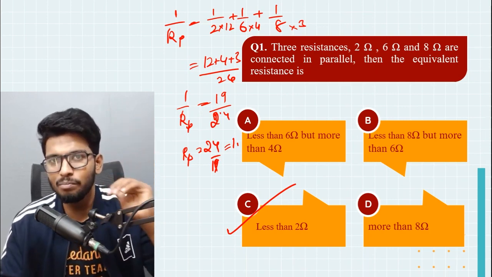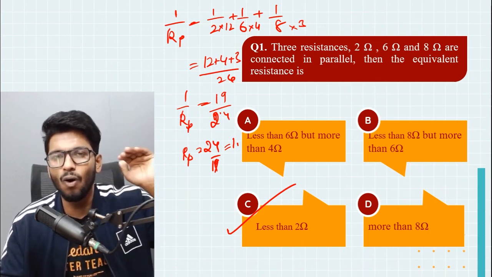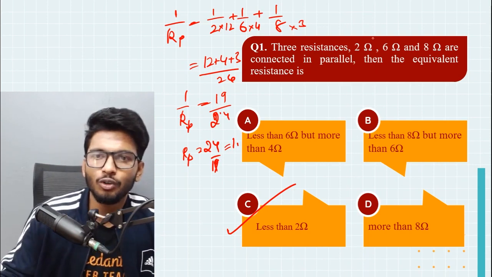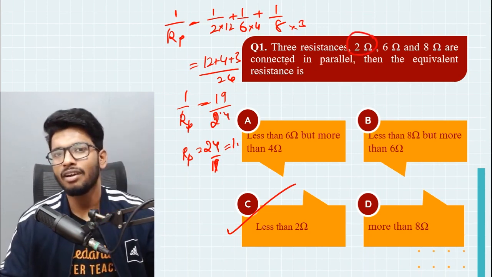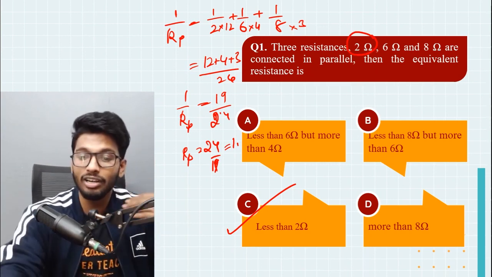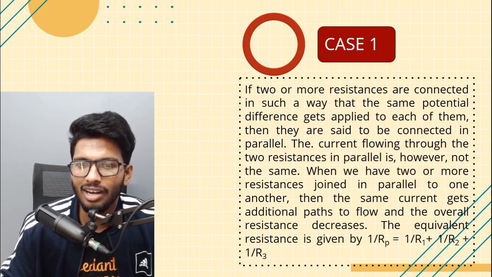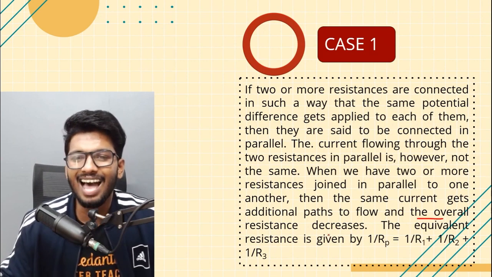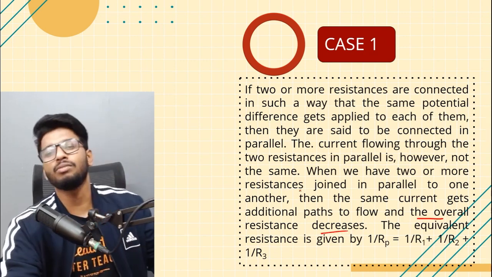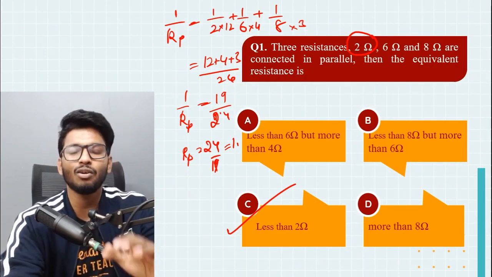And one of the most important things about parallel connection is that the equivalent resistance will always be less than the individual resistance. So here 2 ohm is the least resistance that you have. So directly you can come to the conclusion that it's definitely going to be less than 2 ohms, because according to the definition, if you just read the paragraph itself, the overall resistance is actually decreasing. It is going to be less than the individual resistance, which means that option C is the right answer, even without doing all this calculation.